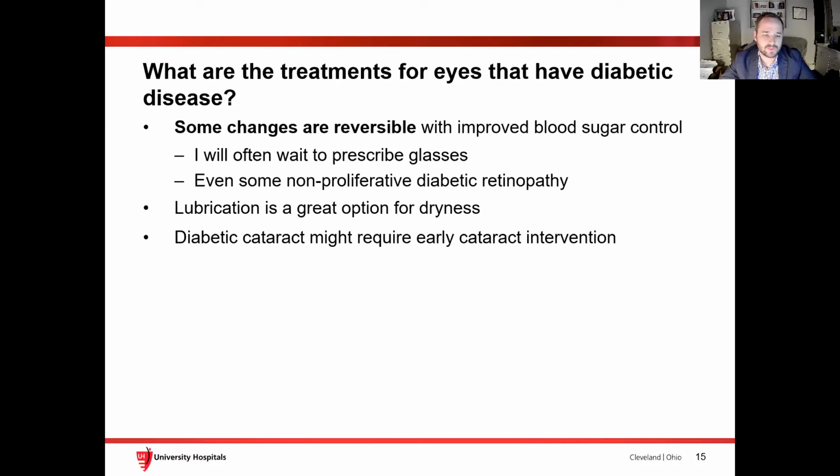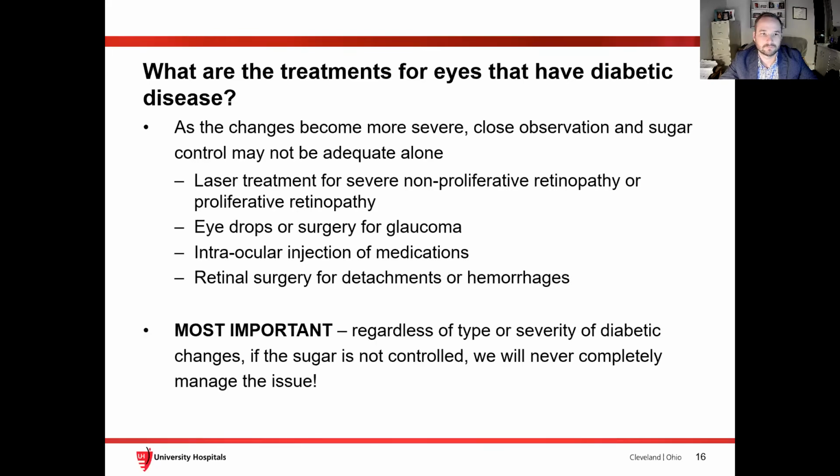For that person that develops a diabetic cataract, sometimes we can watch them, but often this person might require cataract surgery earlier than they normally would. Cataract is something everyone's going to develop, but diabetic cataract can really push forward the timetable. Now, as these changes within the eye become more severe, close observation and getting the sugar down may not be adequate.